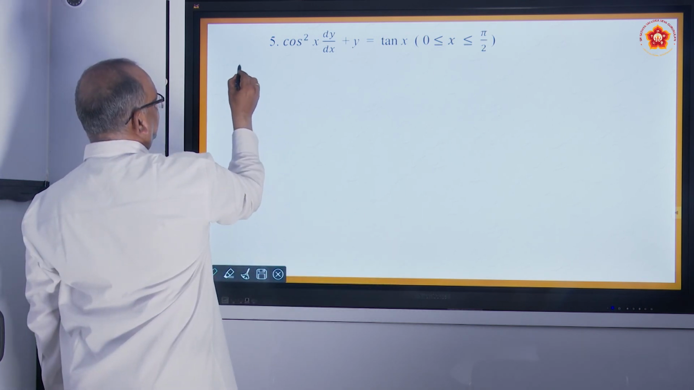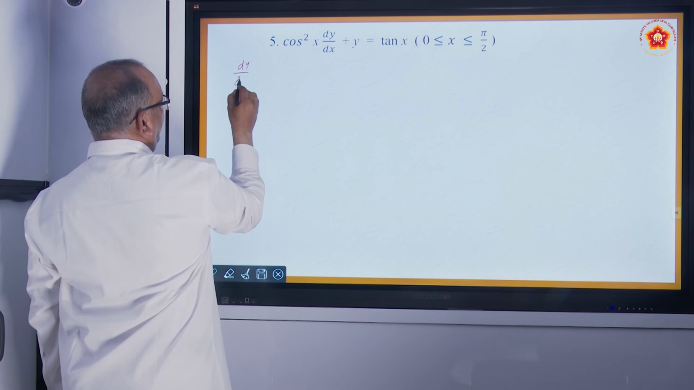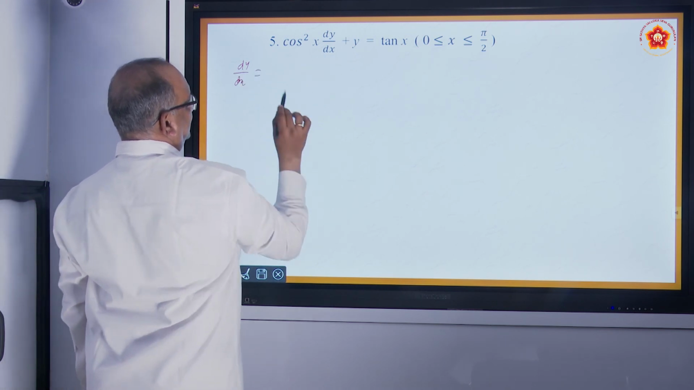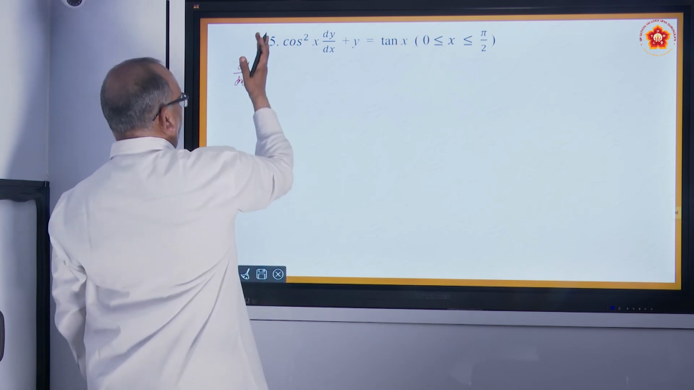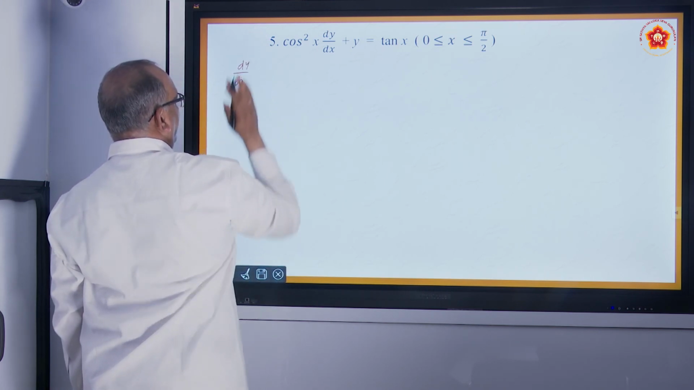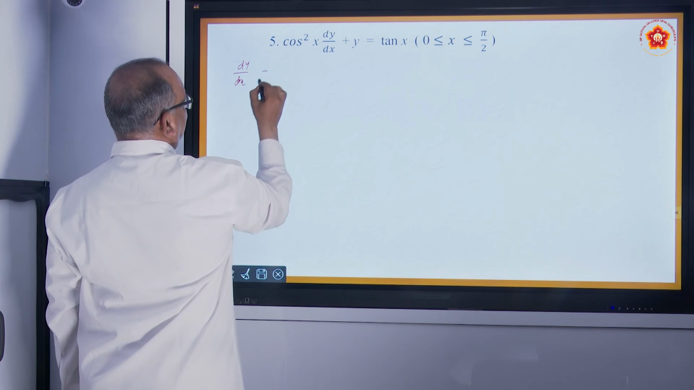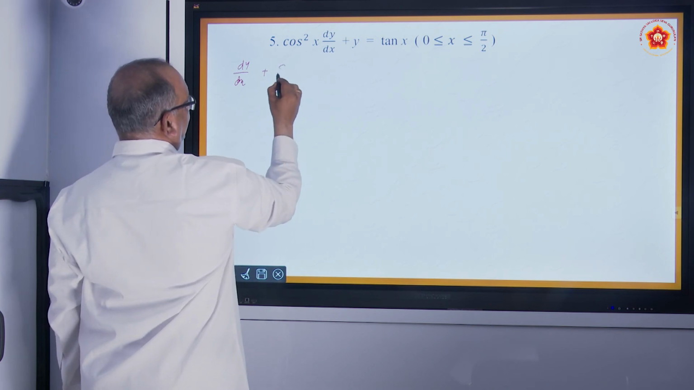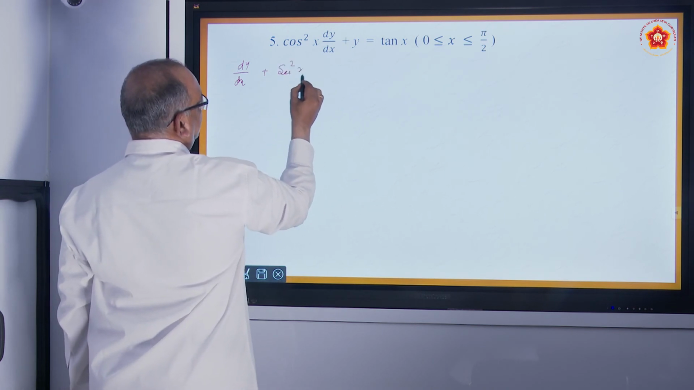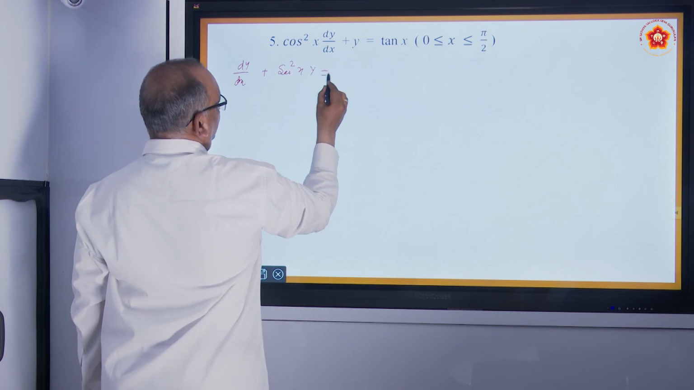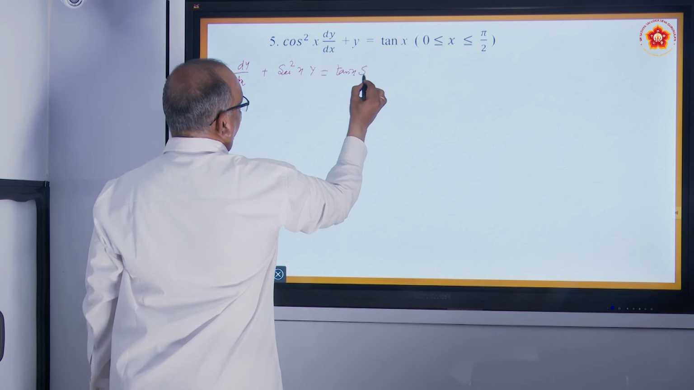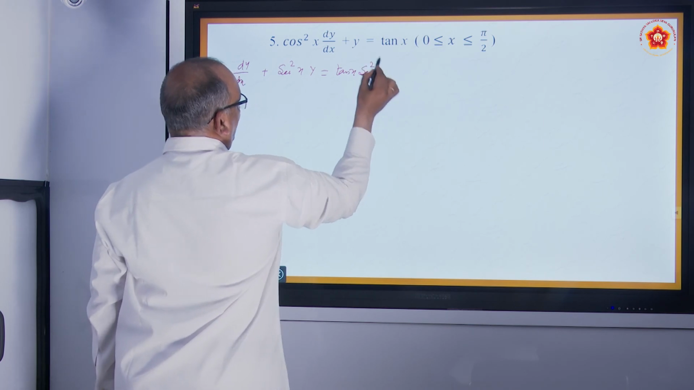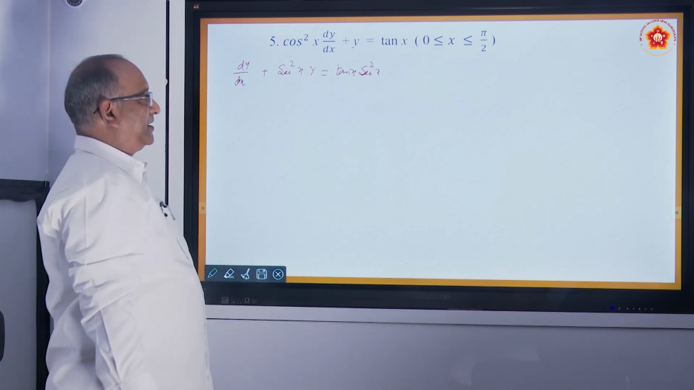dy by dx, divide the whole thing by cos square x. So 1 by cos square x will become plus 1 by cos square x, or in other terms sec square x, y equal to tan x sec square x, because 1 by cos square x is sec square x.